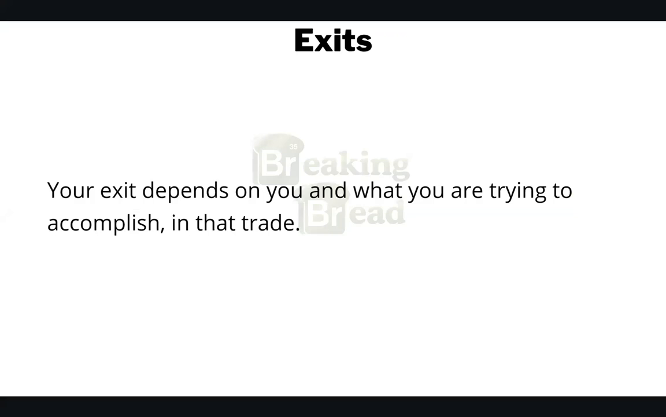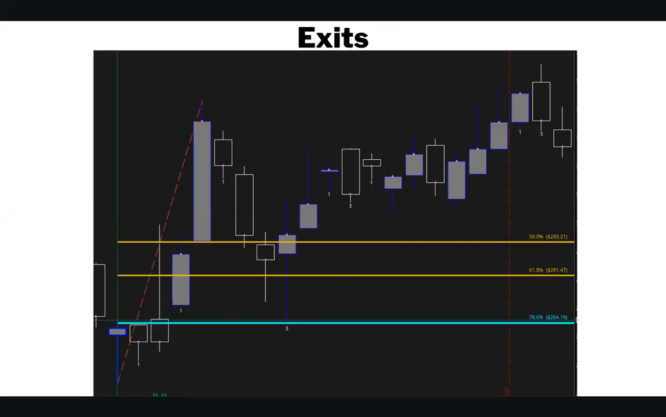All right, so exit. Your exit depends on you and what you are trying to accomplish in that trade. But an example of where I would exit in this situation, you see a clear uptrend. So we're going to connect from the lowest low to the highest high. You're watching what price does at our fib levels here. So our goal is for price to come back up in this original direction and take out these highs that it created. So you want to take out these lower highs that were created. That's our goal.